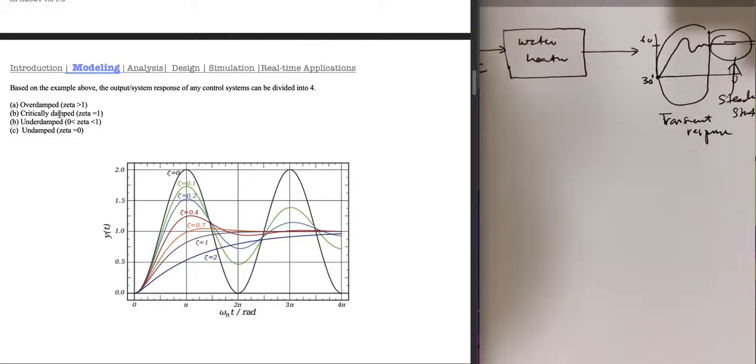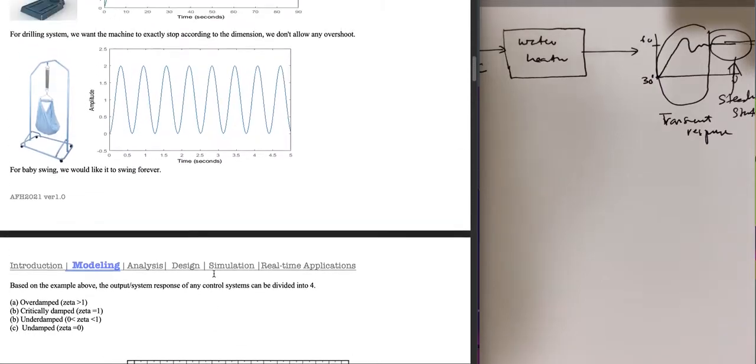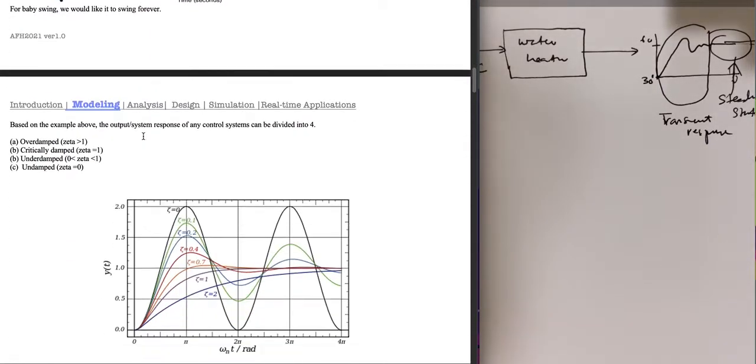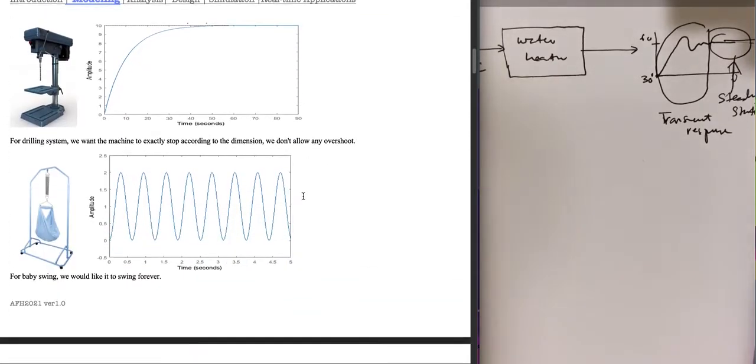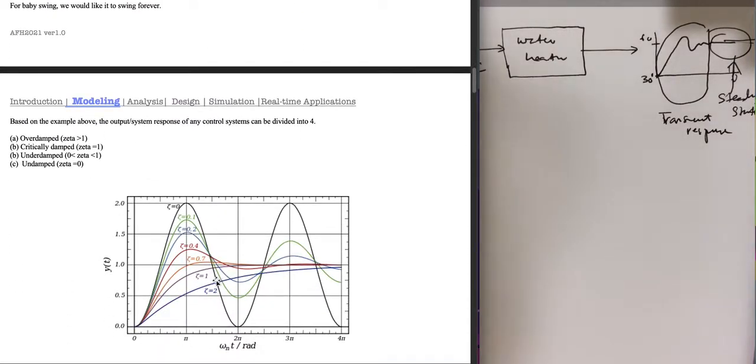The second one is critically damped, which is zeta equal to 1. That will suit this purpose. Then underdamped, where zeta falls between 0 and 1. You see some oscillations that slowly and gradually die out and then stabilize at a certain point. This is underdamped, and the undamped one I mentioned earlier. Overdamped is zeta more than 1. That means very high friction, could be 10, could be 20, so the system takes time to reach the final steady state position.